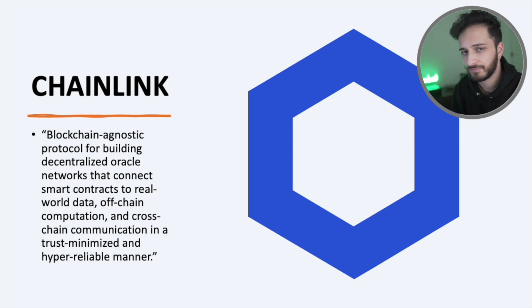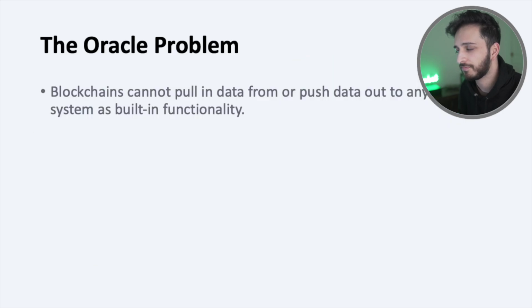And what actually is Chainlink? Well, Chainlink is an oracle. And an oracle is simply something that connects a blockchain to the real world. To really appreciate this, we need to understand what the problem is in the first place. Blockchains like Ethereum or Bitcoin or Avalanche or any of your favorite networks these days can't actually pull in data or push out data to any kind of external system. They are very limited in what they can actually do.